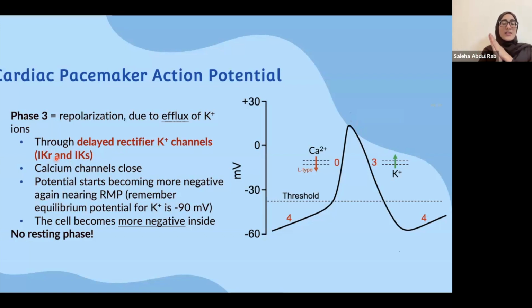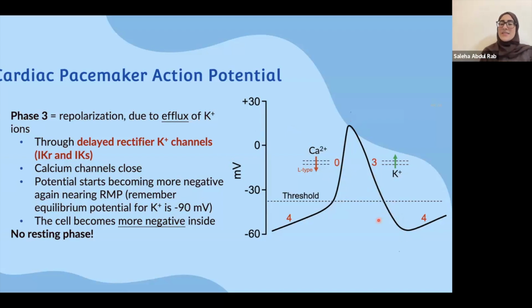Now the calcium channels have closed. No more calcium ions are coming into the cell. It's only potassium ions that are leaving. So think of it this way. Positively charged ions are leaving the cell. What's going to happen? The membrane potential is going to go from more positive. It's going to start becoming negative if more positive ions are leaving, right? So the cell membrane potential starts becoming negative. This is known as repolarization.